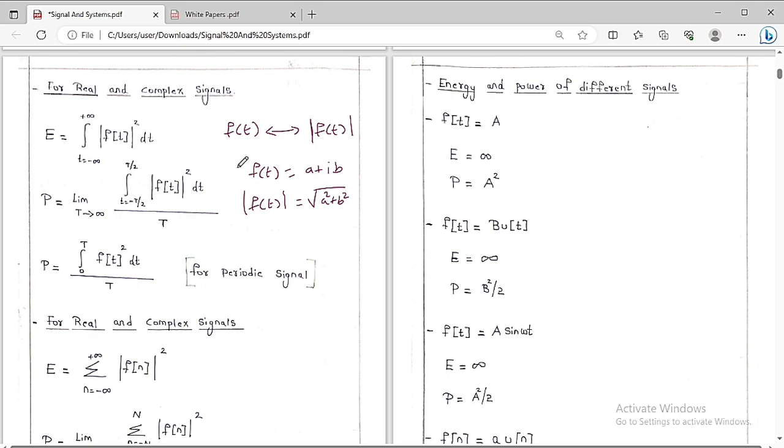Therefore, these points you always have to keep in your mind. Suppose you are going to calculate for periodic signals, I have already told you that for periodic signals, there is no need to calculate from t equals minus infinity to plus infinity.